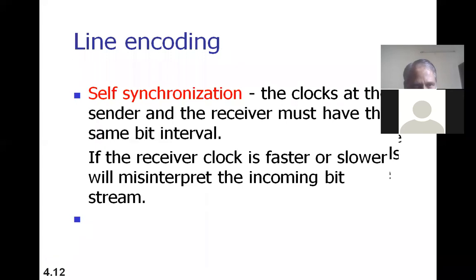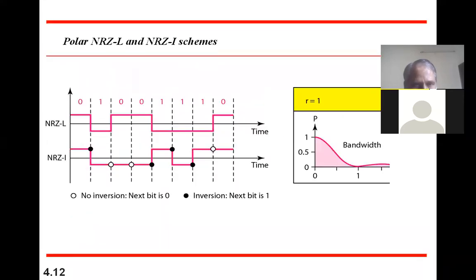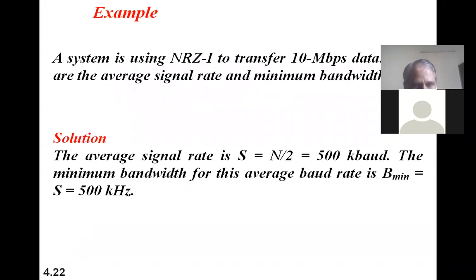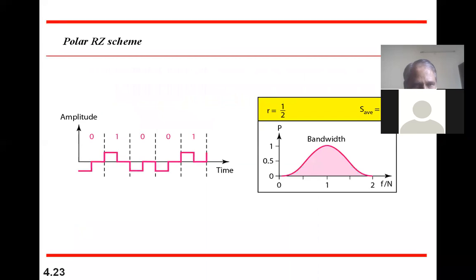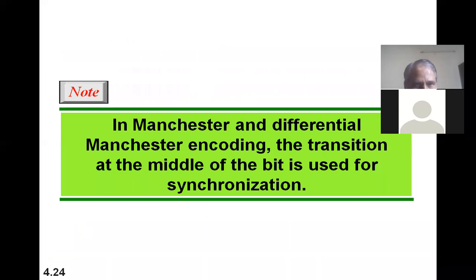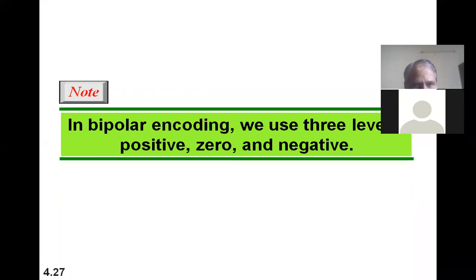Then we discussed block coding. Block coding mainly ensures synchronization and error detection. Of course, it enhances the number of bits actually. Next, what we discussed is scrambling. Scrambling is a technique used for avoiding continuous zeros in the stream.